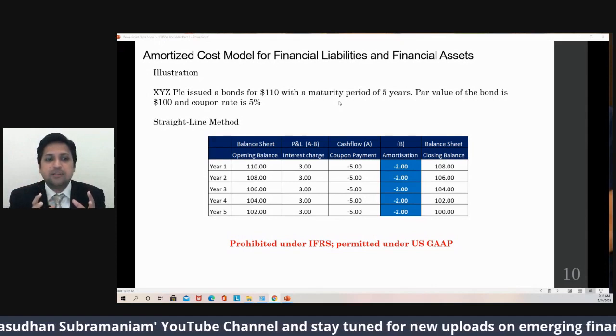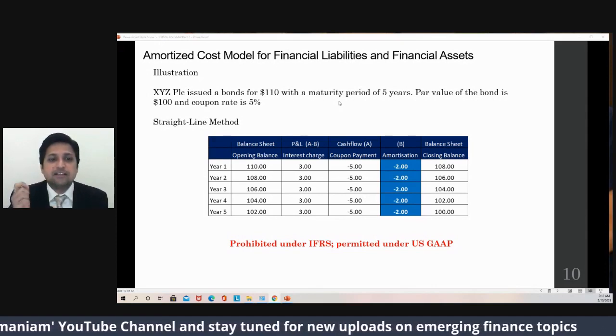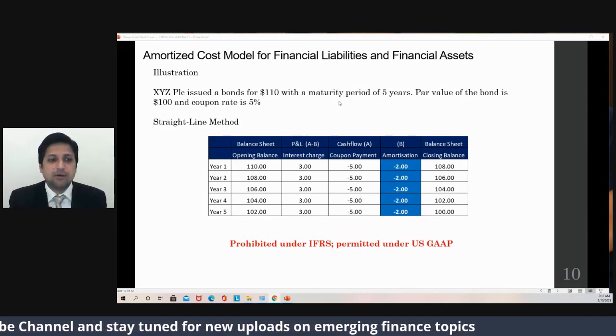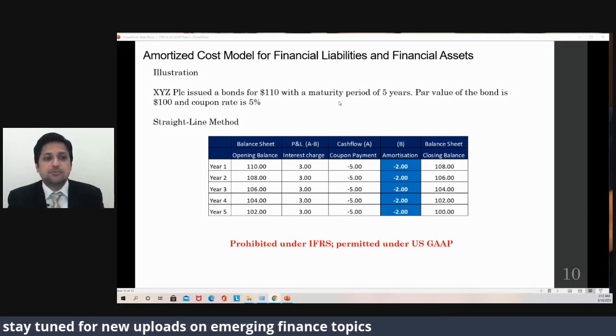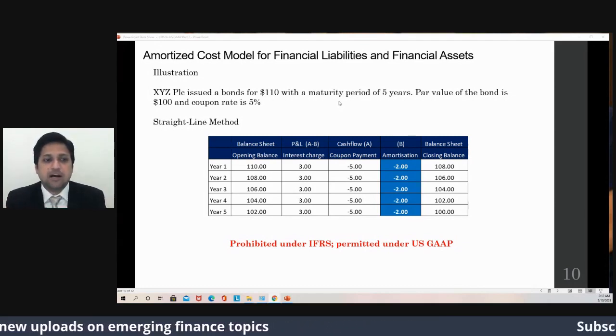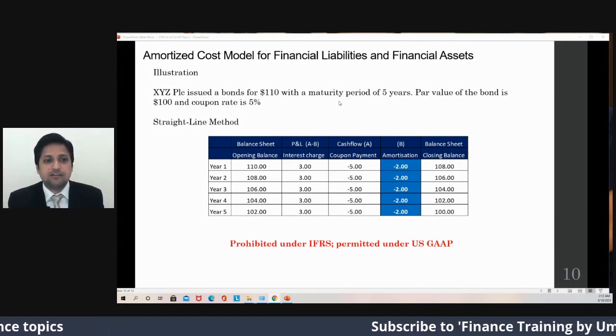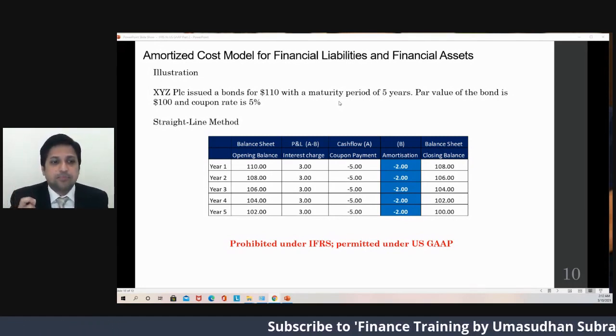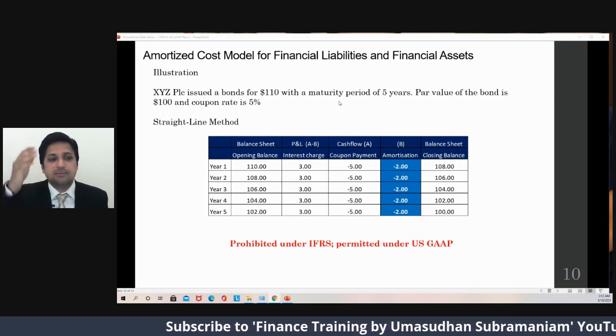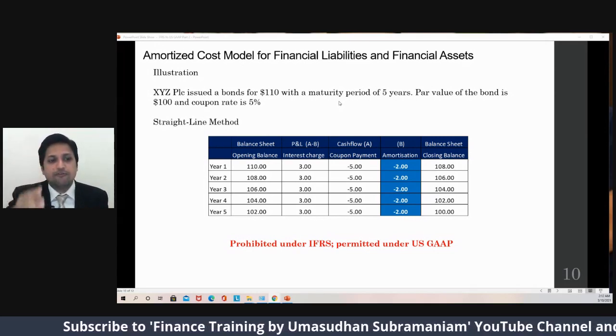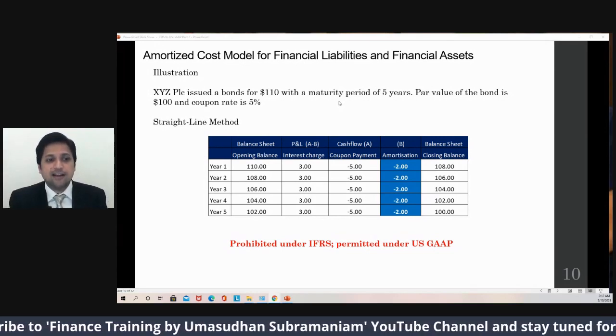So what's going to happen is you need to first understand the amount of premium. The amount of premium is actually $10. So how do you come up with that? Your issue price minus your par value. The issue price is $110 and the par value is $100. So the premium is $10, which needs to be amortized over 5 years on a straight line basis.